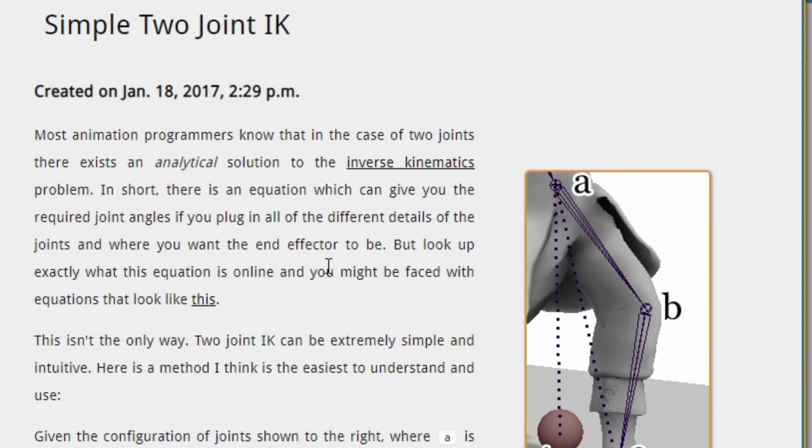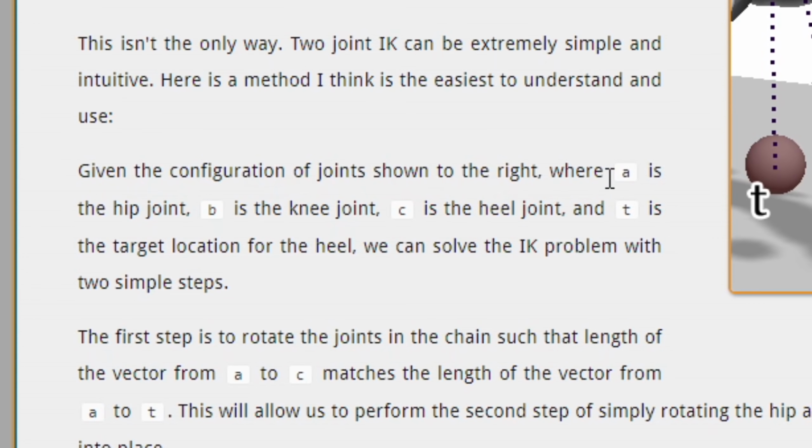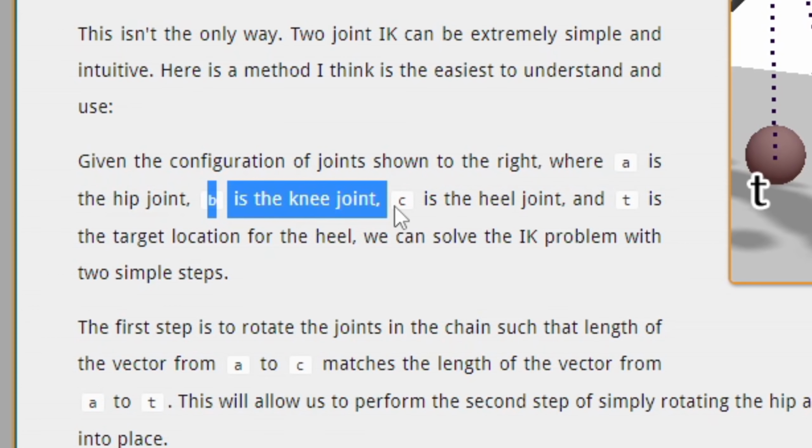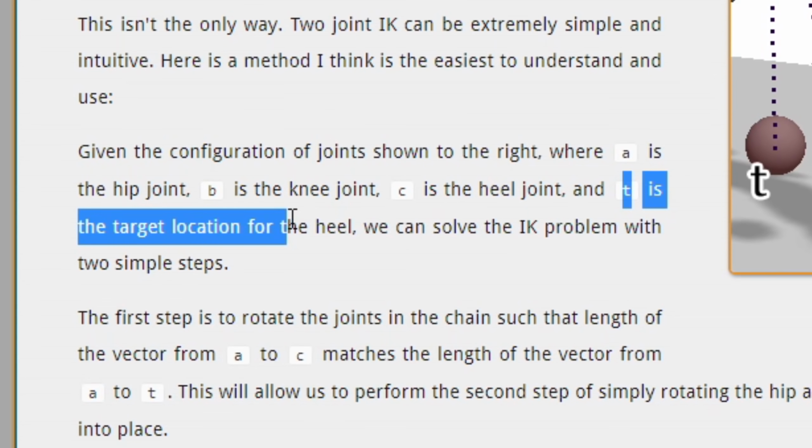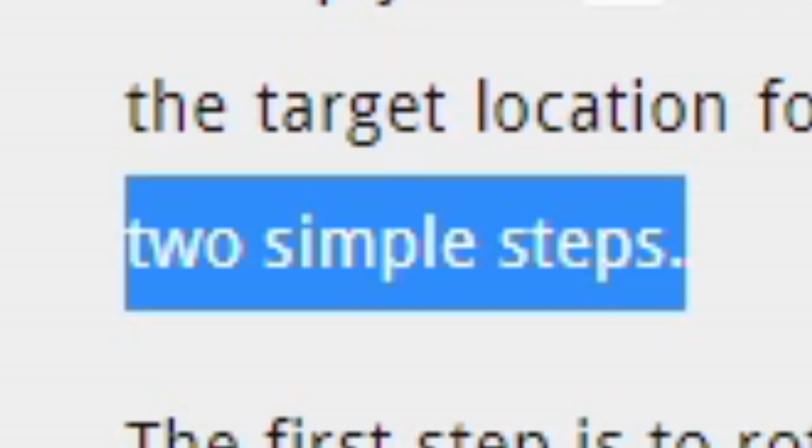Most animation programmers know that in the case of two joints, there exists an analytical solution to the inverse kinematics problem. Given the configuration of joints shown to the right, where A is the hip joint, B is the knee joint, and C is the heel joint, T is the target location for the heel, we can solve the IK problem with two simple steps.